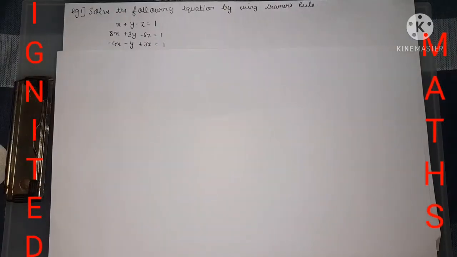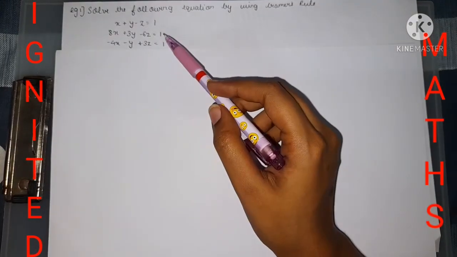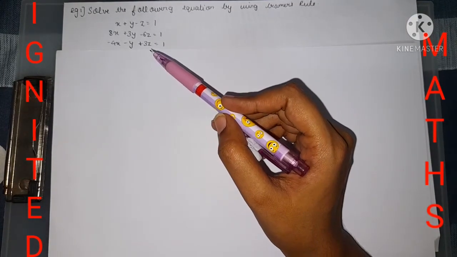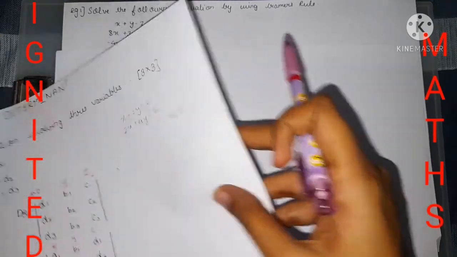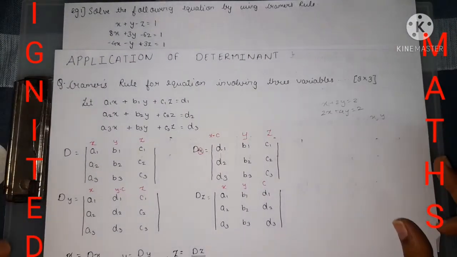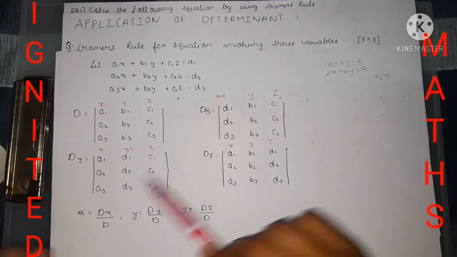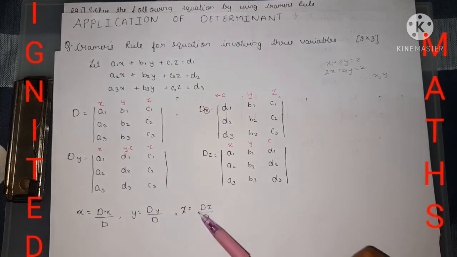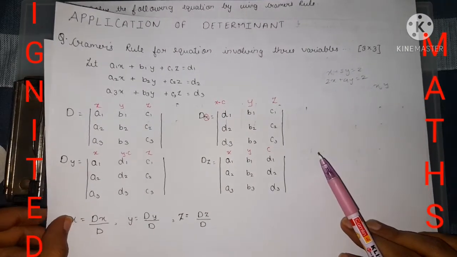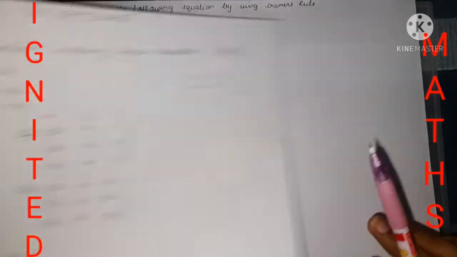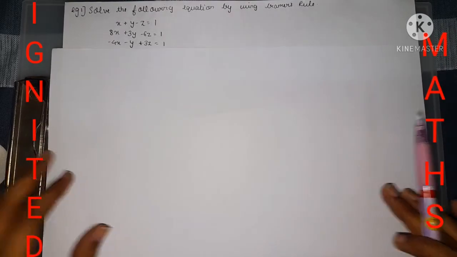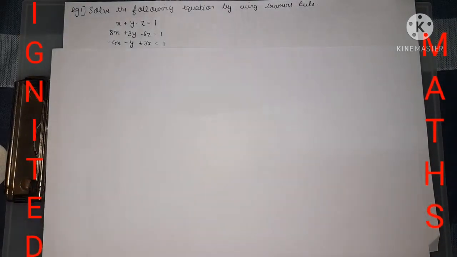I am solving the following equations by using Cramer's rule. Previously we have seen, I'm just showing over here, we have solved Cramer's rule using 3 variables, and I have derived the formula of x, y, z. Now we are going to express it with an example so that all the doubts will be clarified. So let's start with it.